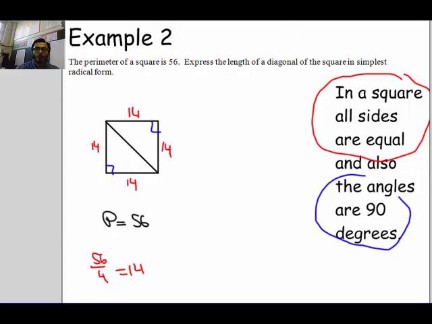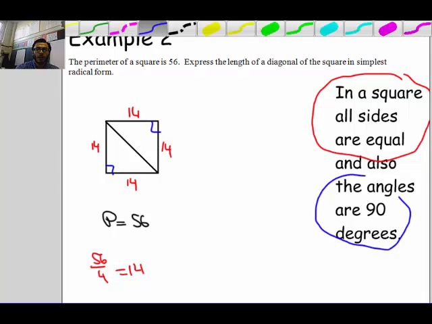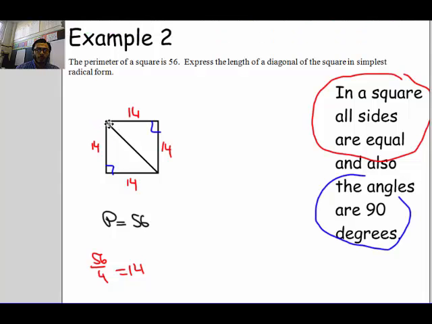And then it's also important to remember that the angles are 90 degrees, because that's going to reveal to us that we are dealing with right triangles. More specifically, we're dealing with the sides of a right triangle. So this is really a Pythagorean theorem question. A squared plus B squared equals C squared. You get 14 squared plus 14 squared equals C squared.